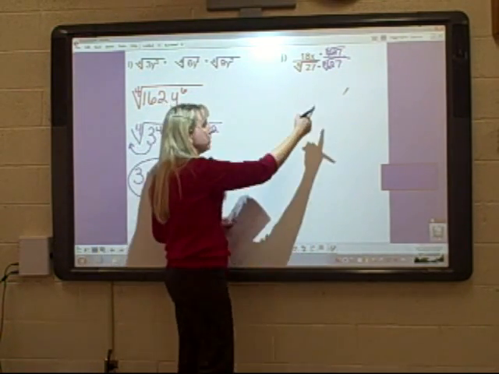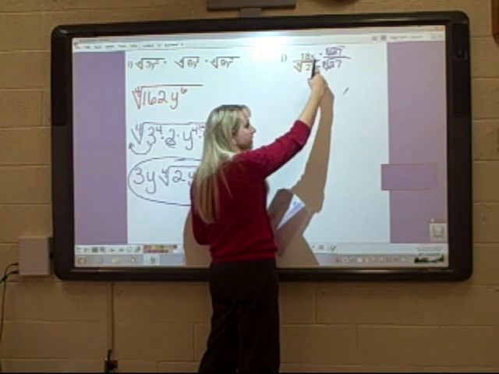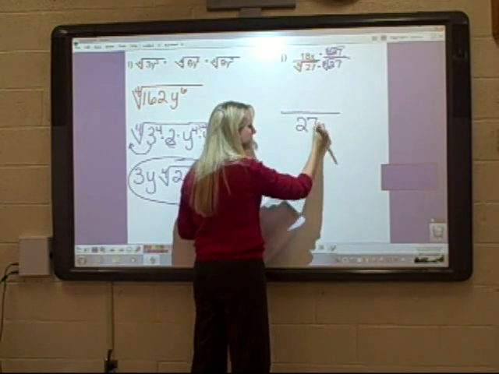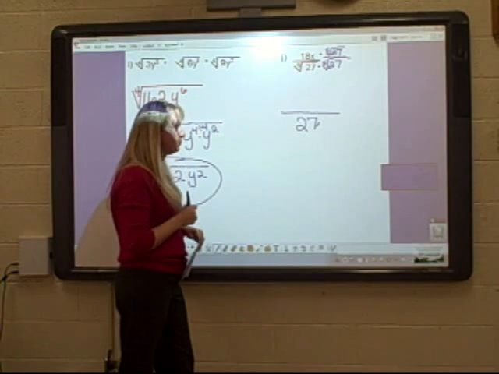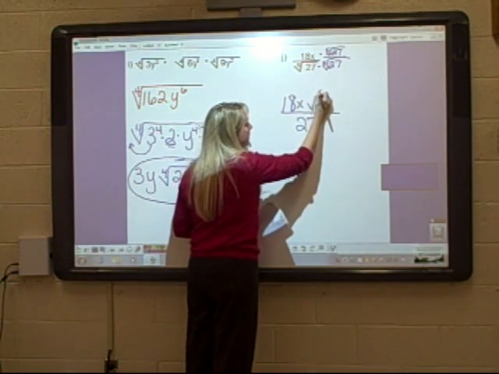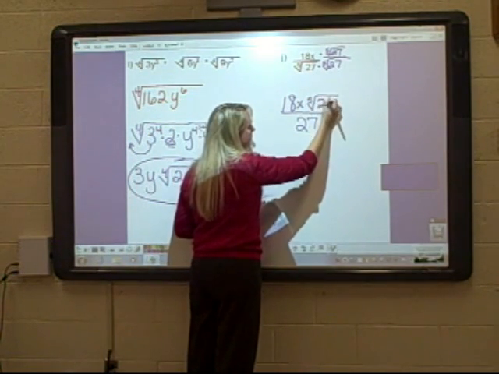And we know if we take a 5th root of 27 times a 5th root of 27, we're just left with 27. So in the numerator, we have 18x times the 5th root of 27.